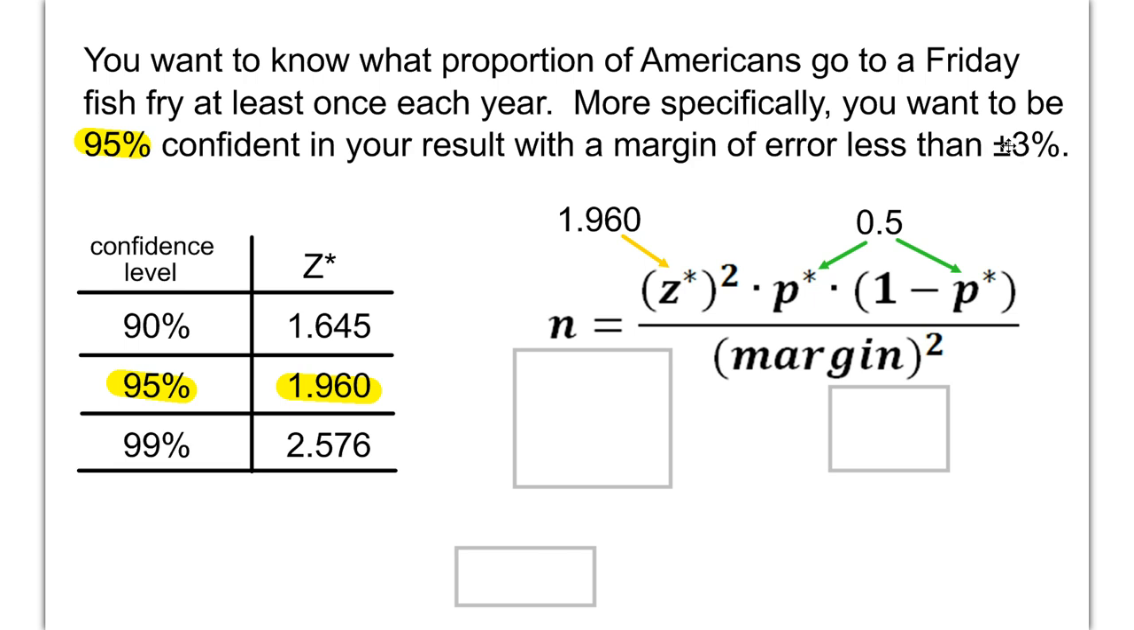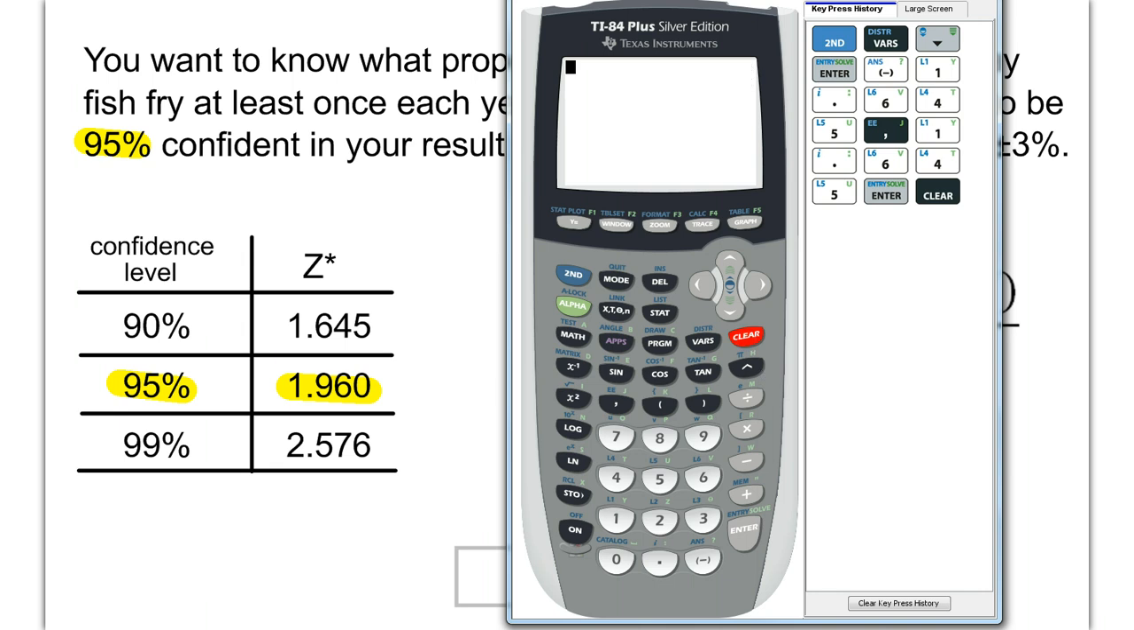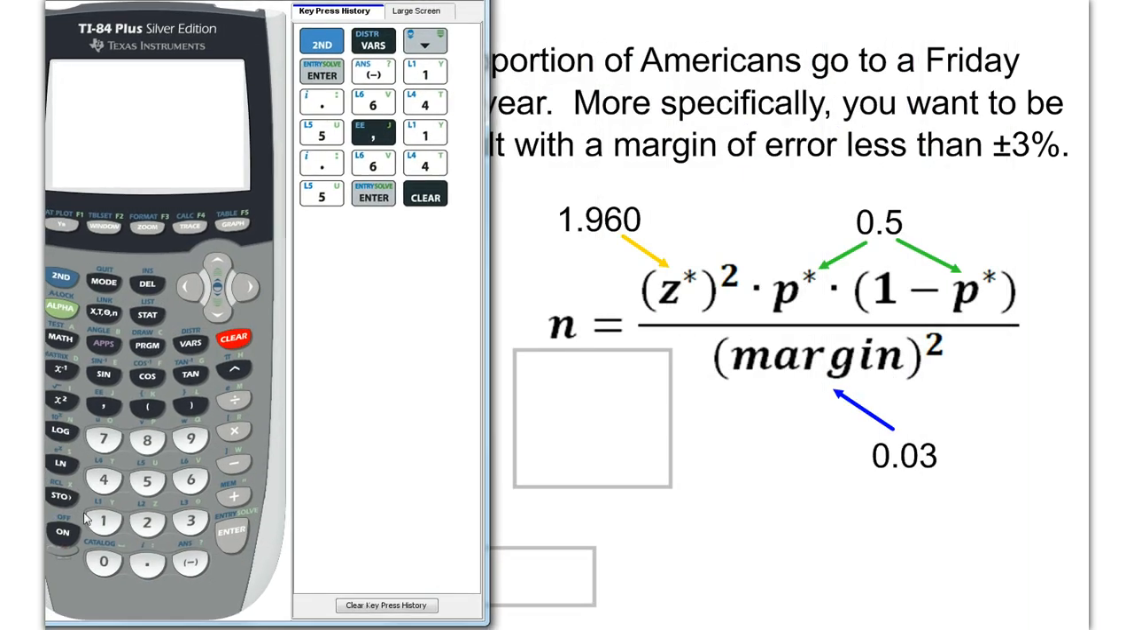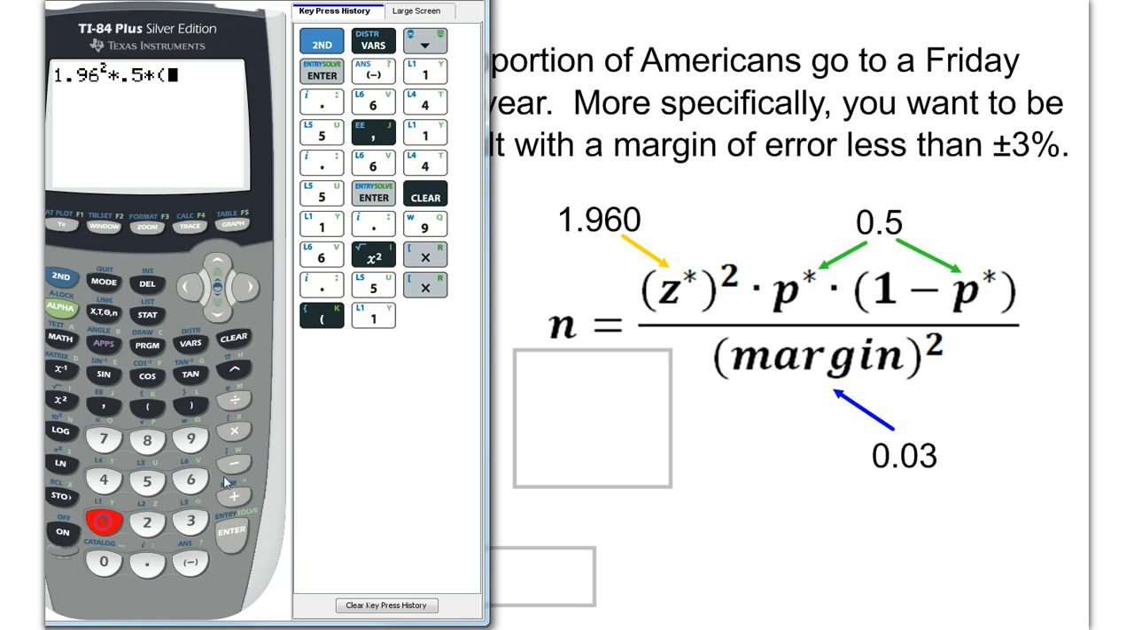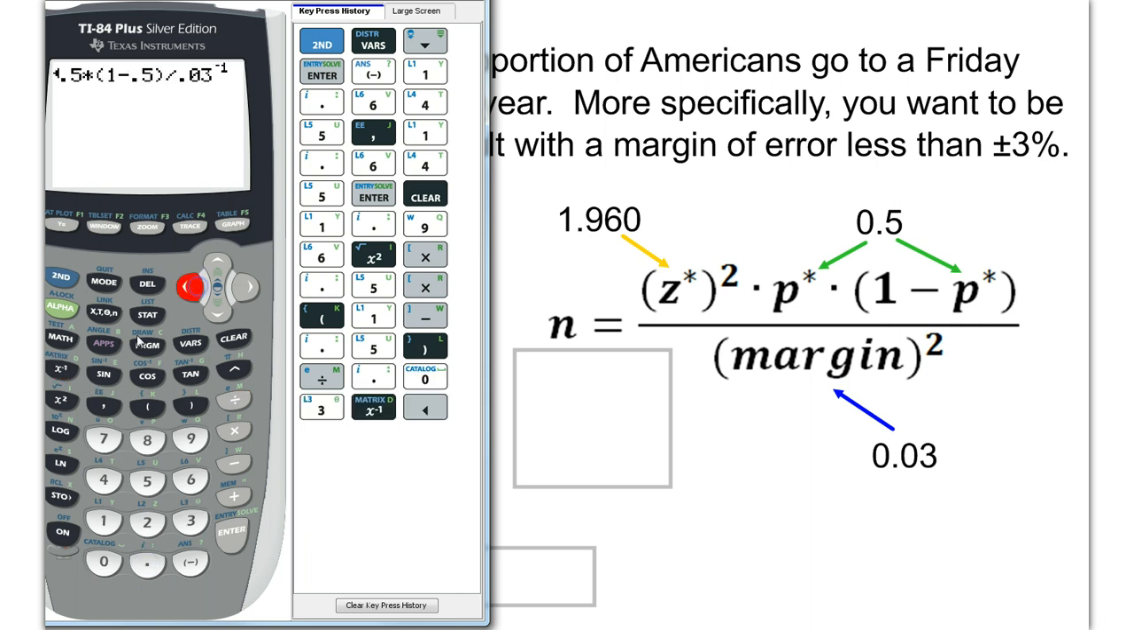So we want a margin of error less than plus or minus 3%. So we're going to plug in 0.03 as our margin of error down there. And then when we plug this all into our calculator here, we have to be careful with our parentheses and whatnot, but we're going to get 1.96 squared times 0.5 times 1 minus 0.5, and that's all going to be divided by our 0.03 squared. Oops, make sure you get the right symbol in there, or that'll get you in trouble.